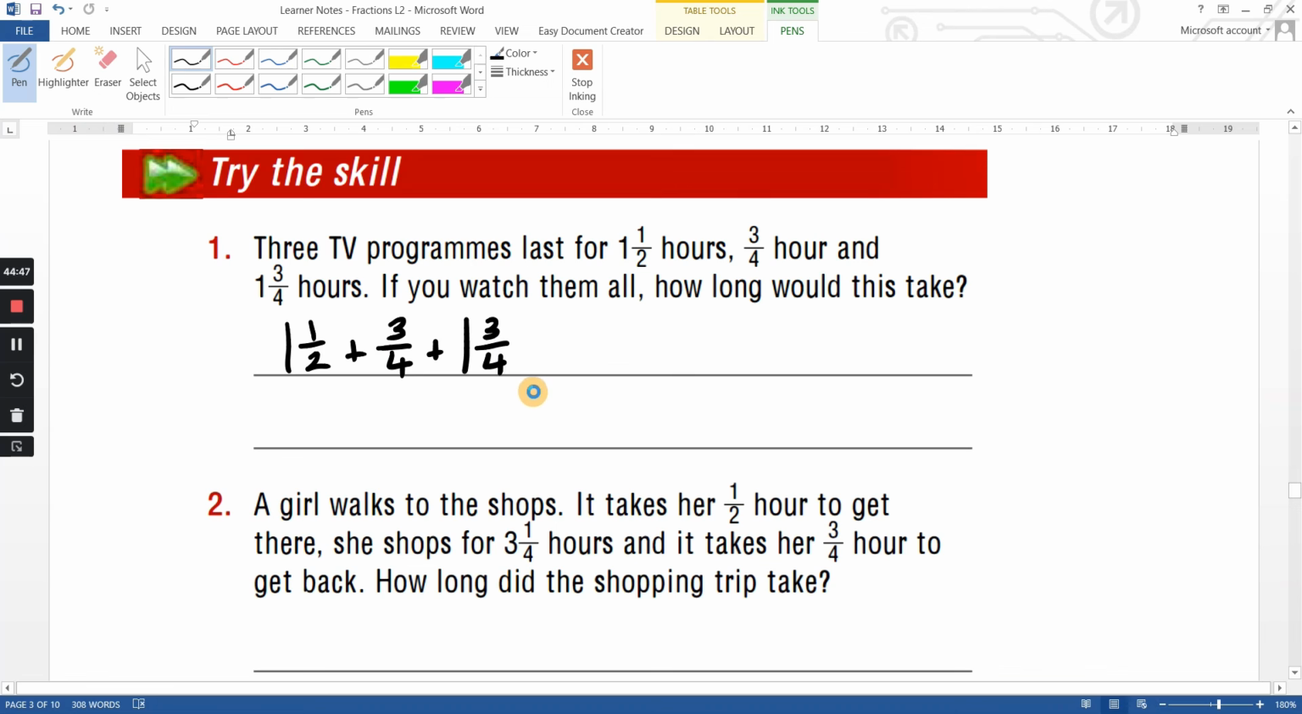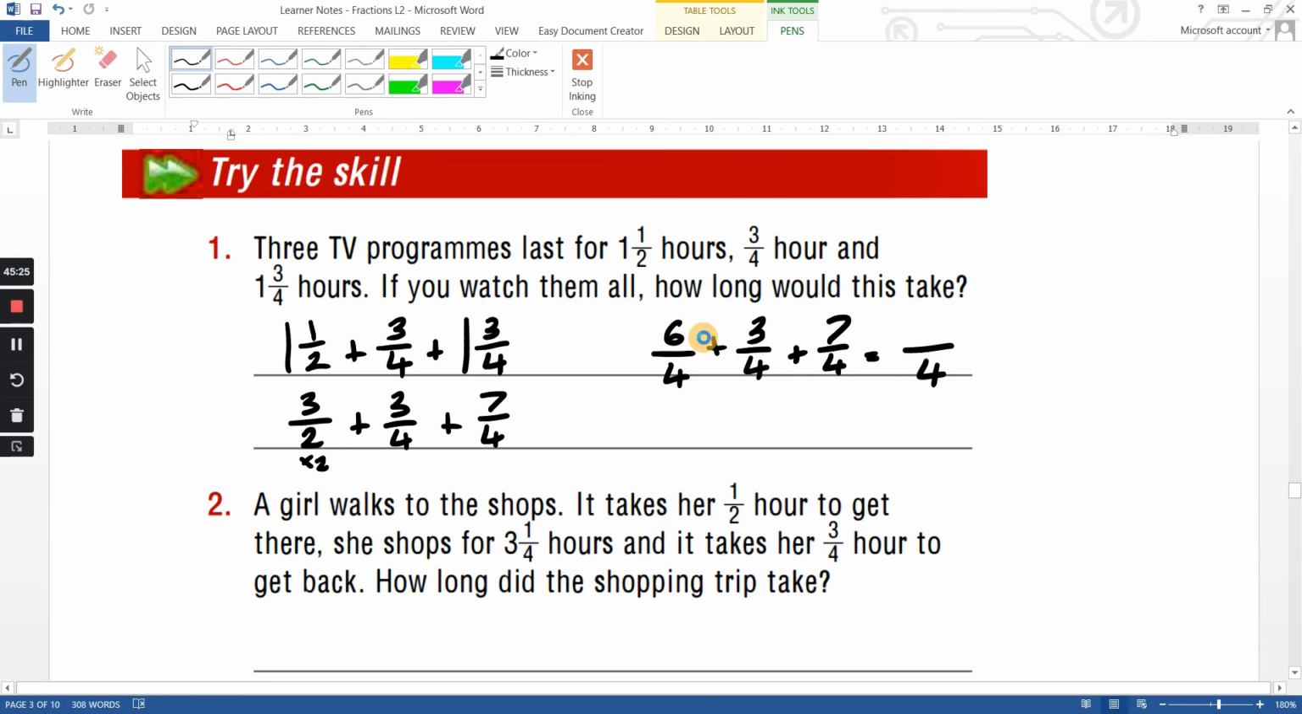You know what? You could do it all in one go if you wanted to. So let's change them all to top heavy. That's going to be 3/2 plus, well, that's just a proper fraction, and this one is 7/4. So I can times this one by 2, so I'll get 6/4. That's my first fraction, so I just multiplied everything by 2 in that one, plus that, plus that. Yep, my answer is going to be out of 4 as well.